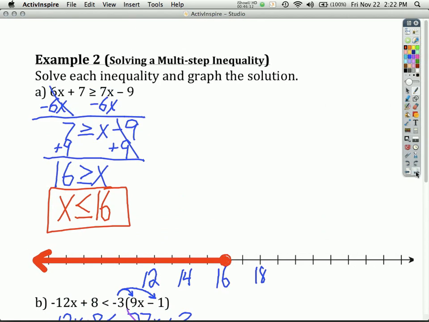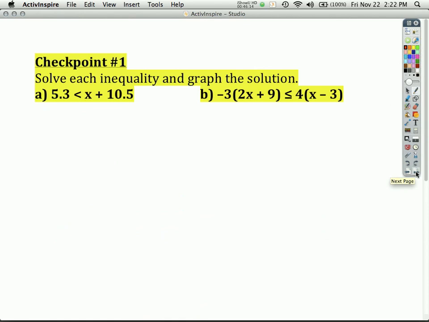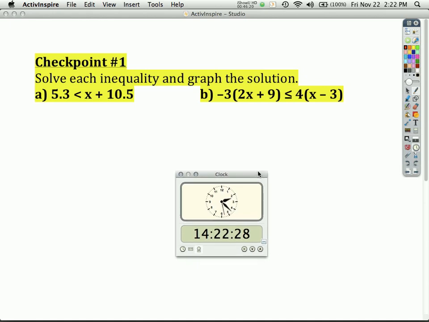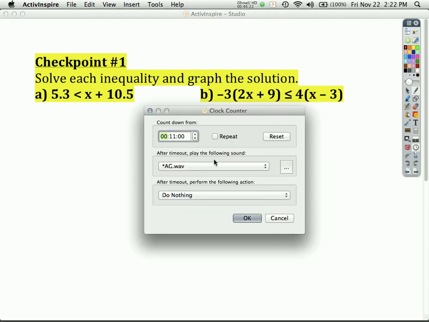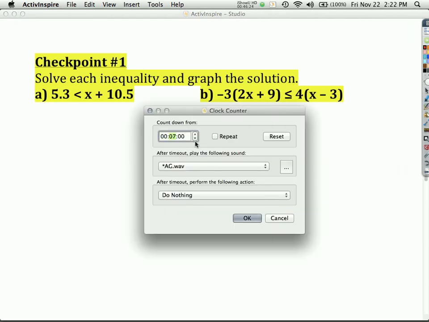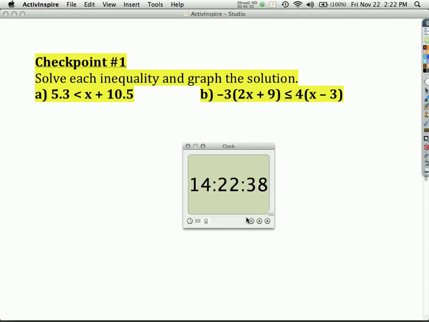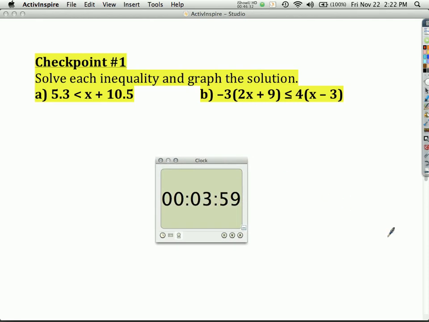Okay, checkpoint number 1. You do not have to copy the original, but you have to solve both of them and graph. So you've got 2, you've got 3 minutes. Now we'll make it 4 minutes. If you have any concerns or confusion, raise your hand and I will come help you.